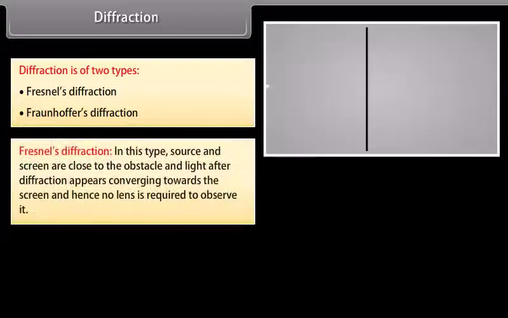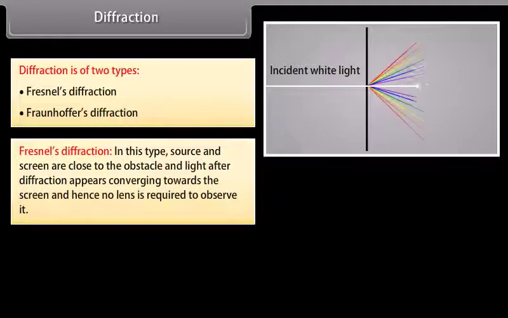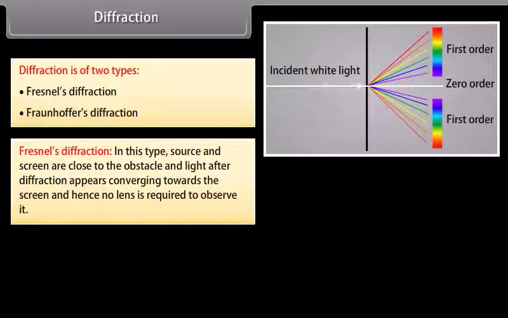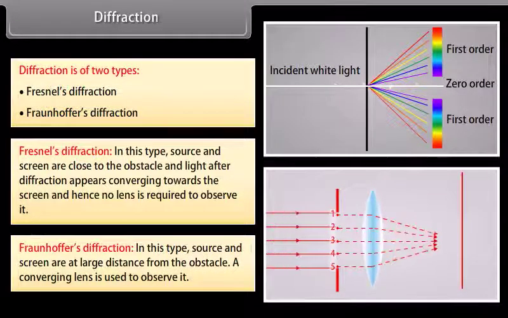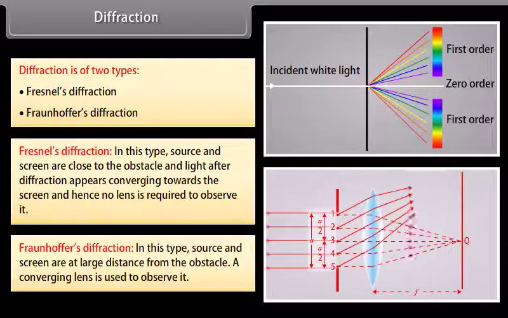In Fresnel's diffraction, source and screen are close to the obstacle and light after diffraction appears converging towards the screen, and hence no lens is required to observe it. In Fraunhofer's class, source and screen are at a large distance from the obstacle. A converging lens is used to observe it.